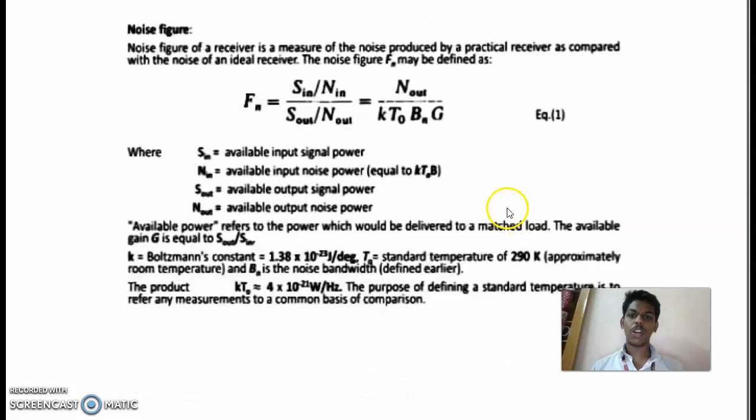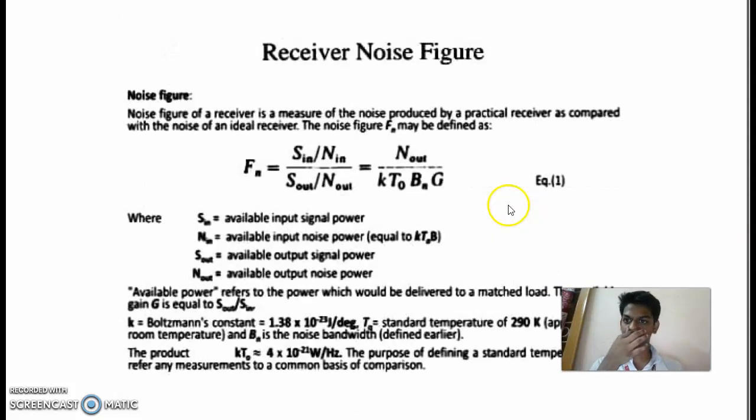Let me now discuss the receiver noise figure. Noise figure of a receiver is a measure of noise produced by a practical receiver as compared with the noise of an ideal receiver. It can be given as F n equals S in by N in divided by S out by N out, which can be written as N out by S out into N in equals K T naught Bn into G.